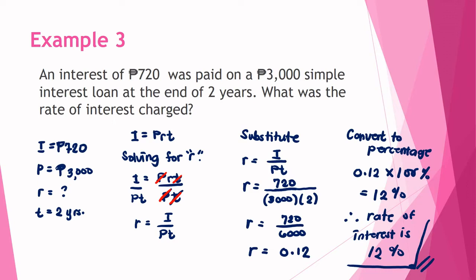So the rate of interest charge na nakabayad siya 720 pesos sa 3,000 na simple interest loan at the end of 2 years is 12%. Medyo dako-dako siya, class.